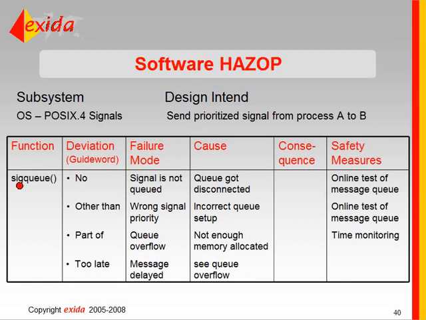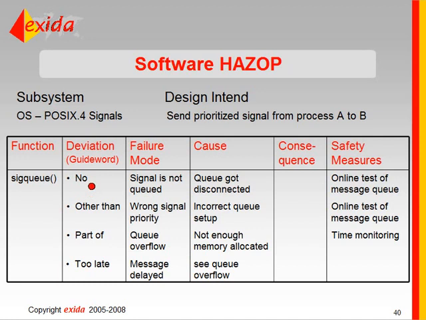Just as an example, you might have something like a signal queue, and you look at each guide word. You say, okay, the guide word is no, so for this function, that would be like the signal is not queued. And what could cause it? Maybe the queue got disconnected. What are the consequences? That's not shown here, but that should be documented. Maybe that's a loss of safety function, or maybe it's just a loss of some non-safety function. And if it is a loss of a safety function, you want to make sure you have measures to detect it. And in this case, something is listed here called an online test of the message queue. And so you'll go through that for the different guide words.